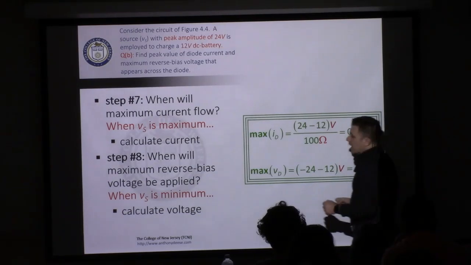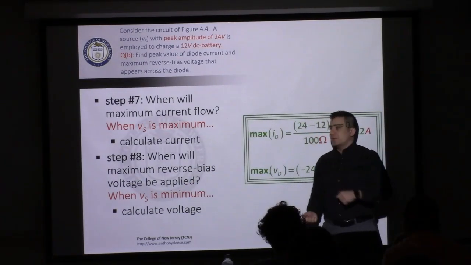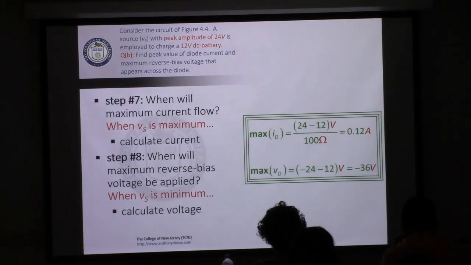Essentially, when you say reverse bias voltage, you're implying that it is a negative voltage applied across the diode. So even if you said positive 36, honestly, I would consider that a correct answer, because the term itself implies that it has to be a negative value.